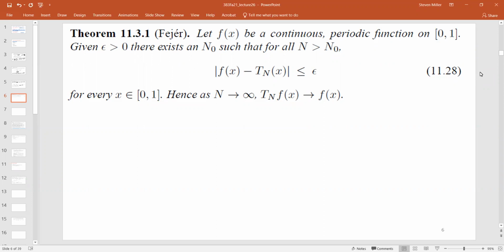And so what we want to do is have some preliminaries first. So let's look at the integral from -1/2 to 1/2 of f(x) T_n.